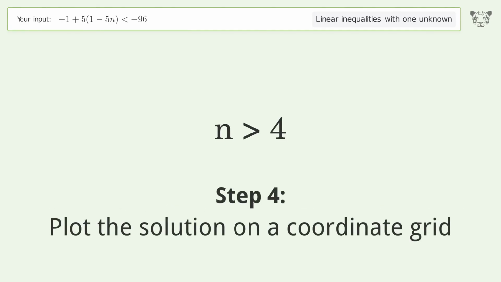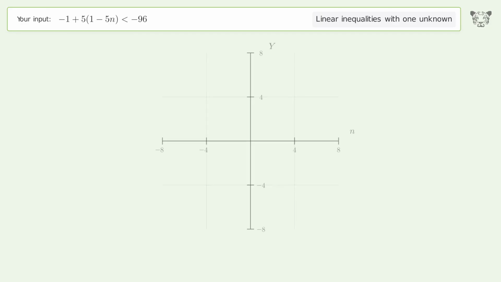Plot the solution on a coordinate grid. And so the final result is n greater than 4.